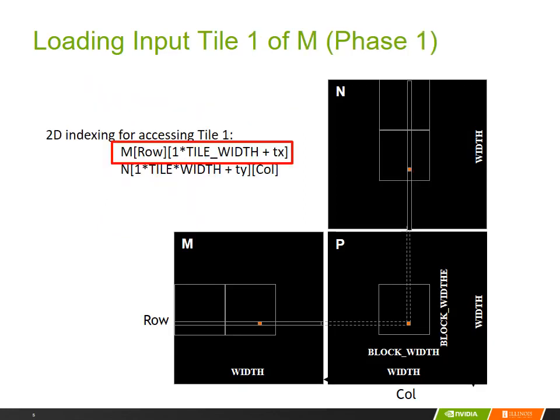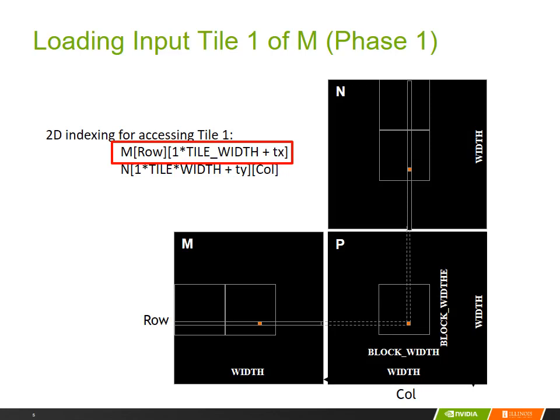Now we advance to phase 1. We need to load tile 1 of M. We see that we're advancing to the second tile, as shown in the second box in M. And we're still using every thread to load an element that is in the same relative position as its output element in the output tile.